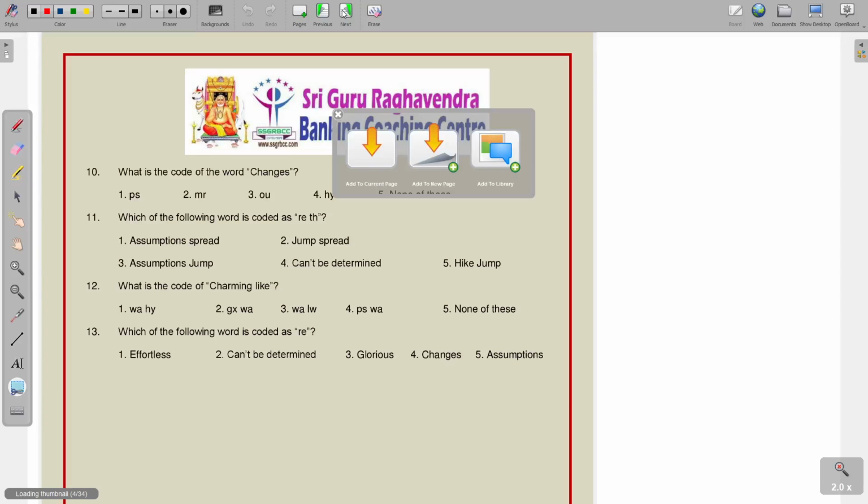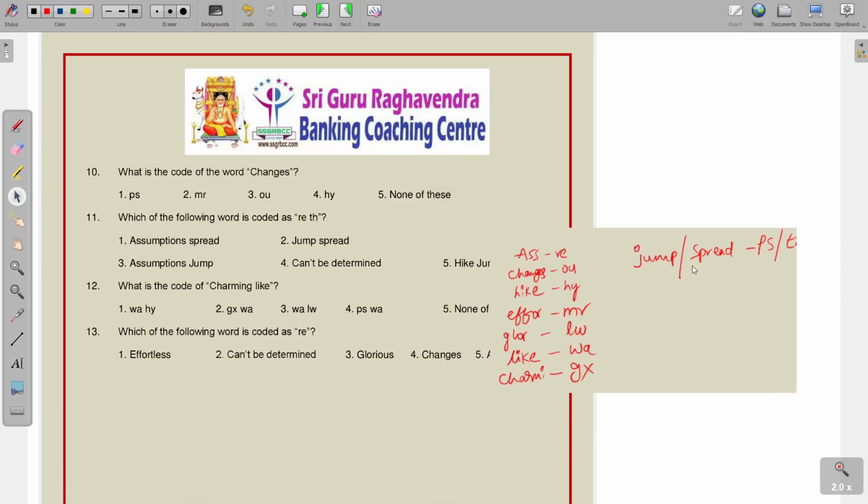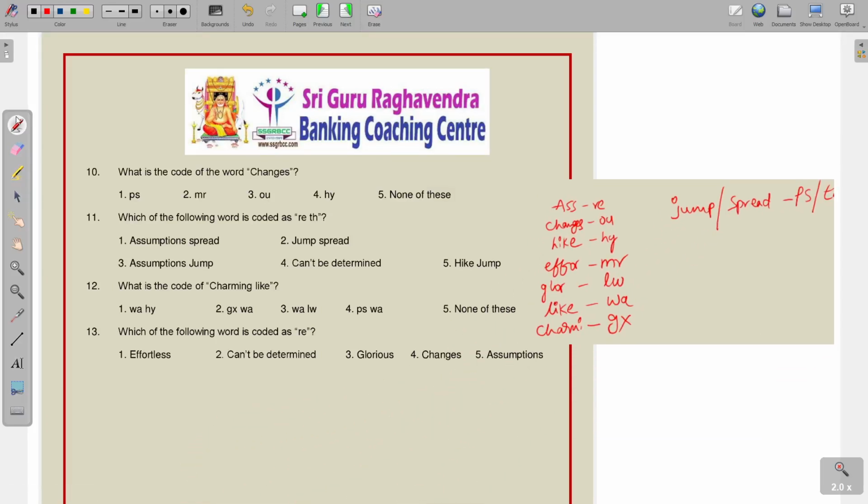So let's move on to the questions. See the first question. What is the code for changes? OU is the code for changes. Which of the following words is coded as RE and TH? Here RE is assumption and TH is either jump or spread. So we can't determine it. We only know the code for assumption.